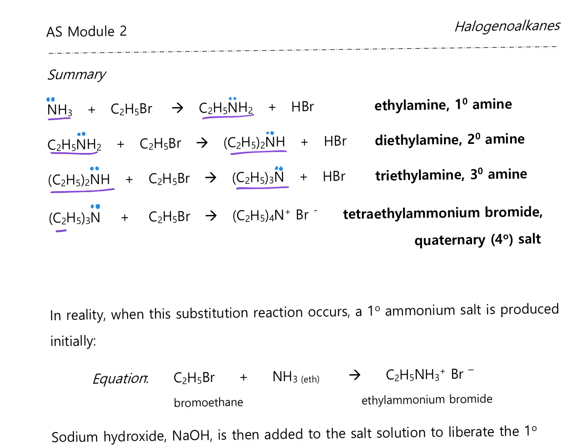The nitrogen still has a lone pair, so it can attack another halogenoalkane molecule, and another ethyl chain can add on, but this time there's no hydrogen for the bromide ion to remove, and so this is what we call a quaternary salt. There's 4 ethyl chains, so that's what makes it quaternary. And it can exist as a salt because we've got a positive and negative charge there together. That would be called tetraethylammonium bromide. Again, don't worry too much about those names because you'll meet them again when you do your amines topic in A2.